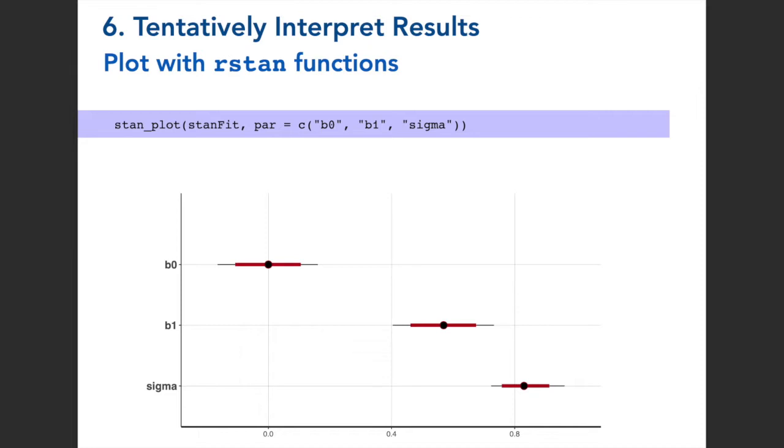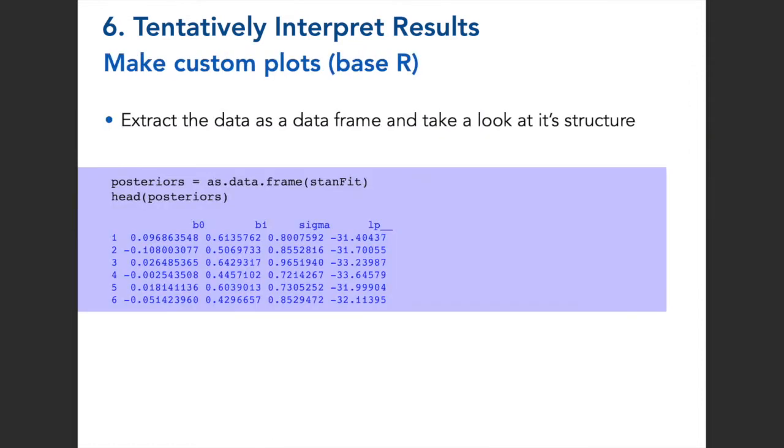And we can also plot these estimates with the stan_plot function. So same idea, our beta 0 is centered around 0. Our beta 1 is around 0.5, 0.6. And then our sigma estimate is just a little over 0.8. So that's fine and good. We can also get the data out of the stan format and plot it using our own functions, so using base R or using ggplot2.